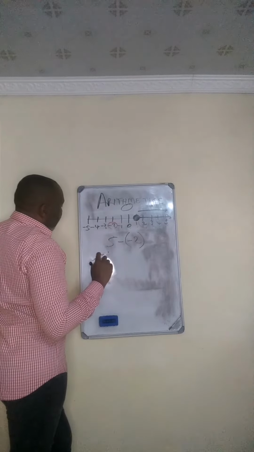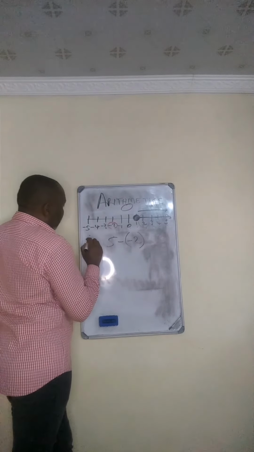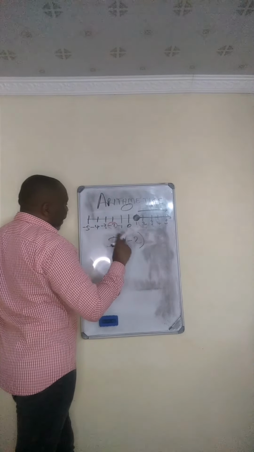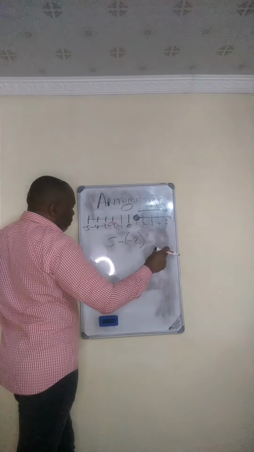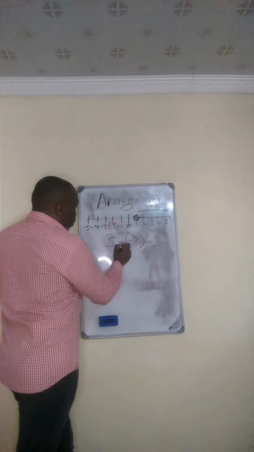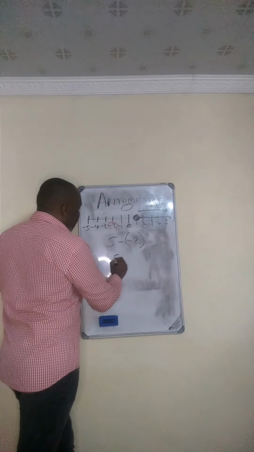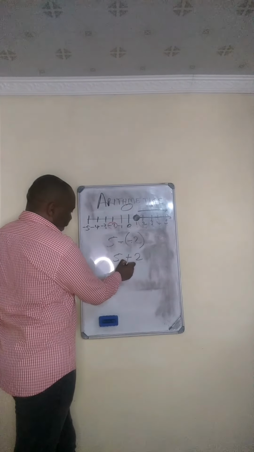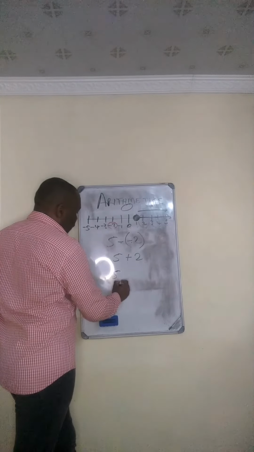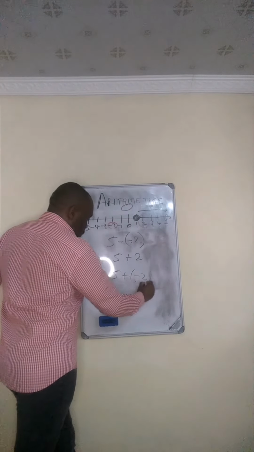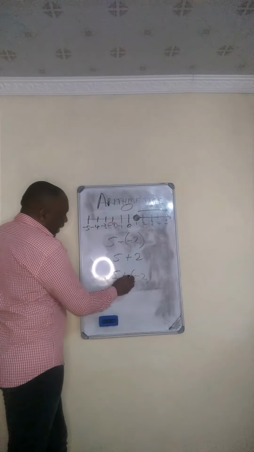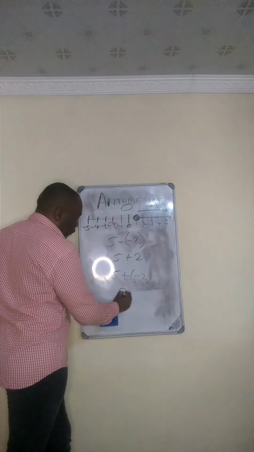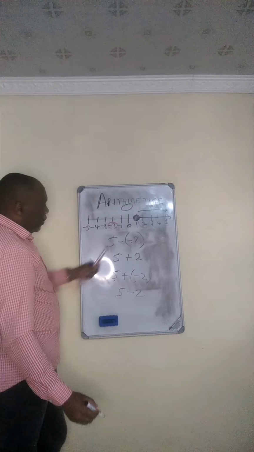If we are subtracting a negative number, it is the same as adding its counterpart. So if it's minus and minus here, it's the same as 5 plus 2. And if it is 5 plus minus 2, when you are adding a negative number, it is the same as subtracting its counterpart, which is 5 minus 2. This is what it does.